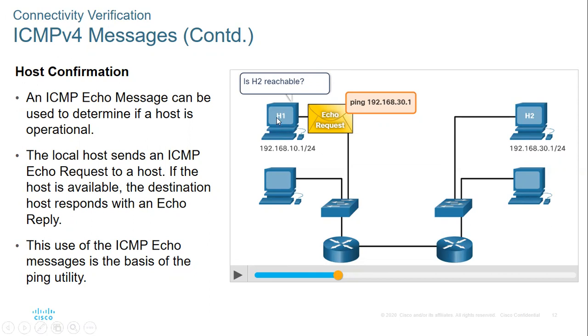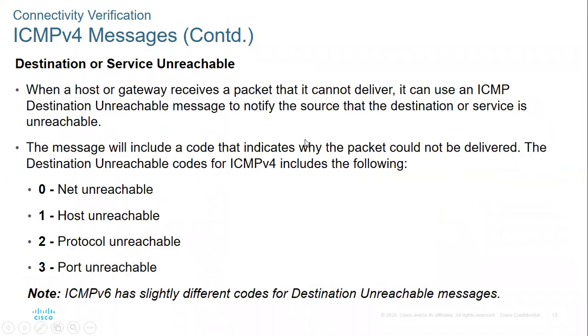Confirm the host. What do we use? I have H1 here and H2. If I want to verify whether they are connected, I need to go to the command prompt of H1 and type in ping. I'm pinging the address of H2. This is how we use ICMP. What is going to be sent is an echo request, and we're going to receive an echo reply.